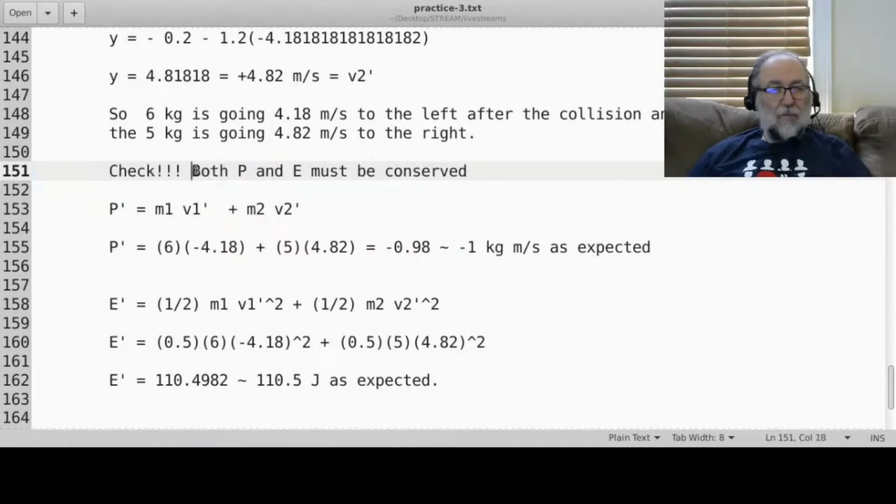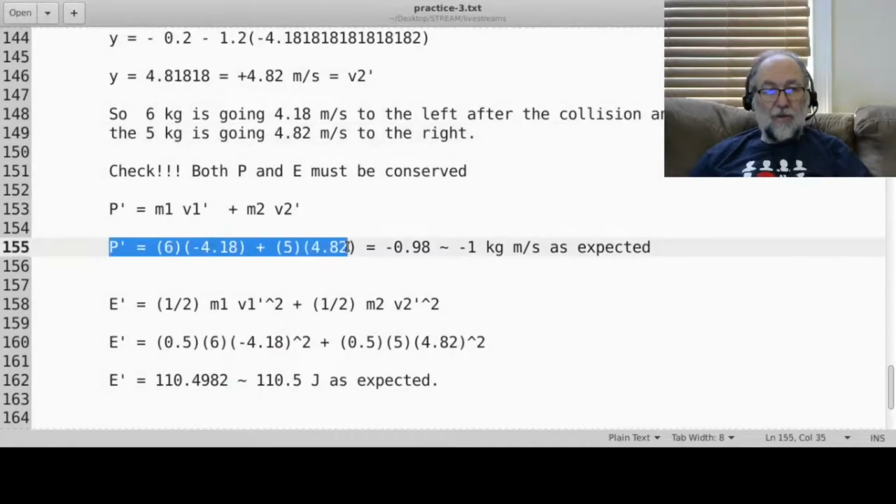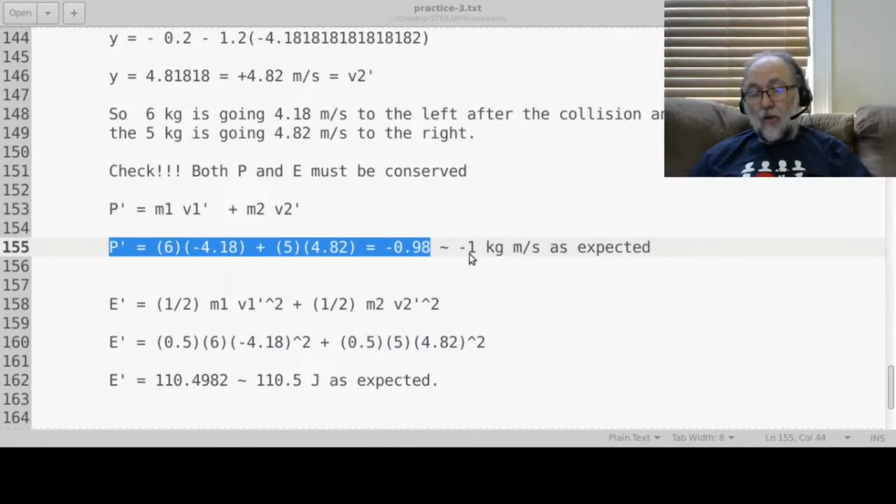Okay, so let's check. Both the momentum and energy must be conserved. If we take a look at the momentum after, that's going to equal m1 v1 prime plus m2 v2 prime. And if we substitute in the numbers that we found, we get that our momentum is -0.98. That's a round off error. I didn't put all the digits there, but if I'd used all the digits, it turns out to be very close to -1. Is that what you expected? Yes, because the momentum before the collision was -1 kilogram meters per second, and after the collision it's going to be the same. So momentum is conserved.